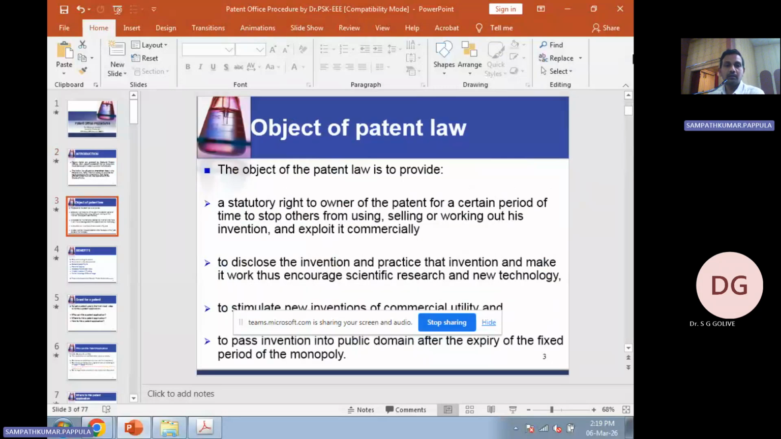Okay, and the object of the patent law. The object of the patent law is to give the statutory rights to the owner of the patent for a certain period of time to stop others from using it. A certain period of time means 20 years; they will give that period to the inventor. If I am the inventor, the government will give me 20 years for my product.